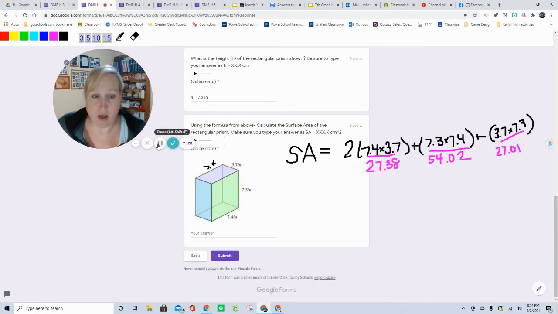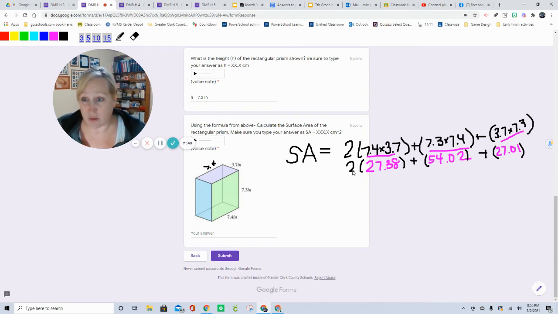Okay, so I did it. I multiplied those numbers and I brought them down. Now, since I brought them down, I need to bring down my parentheses, bring down my pluses because those didn't change. It still has to happen. And I still have to multiply every one of them by 2 because there's 2 greens, 2 blues, 2 purples. There's top, bottom, side, side, side, side. That's why we have to have 2 of each.